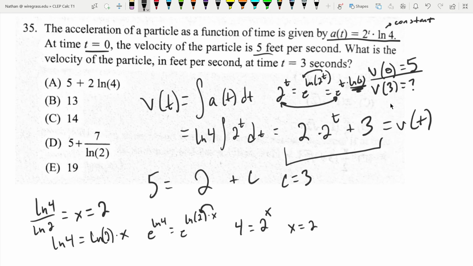So now we're asking, what is v of 3? v of 3 is 2 times 2 to the power of 3 plus 3. 2 cubed is 8. 8 times 2 is 16. 16 plus 3 is 19. The answer is E.